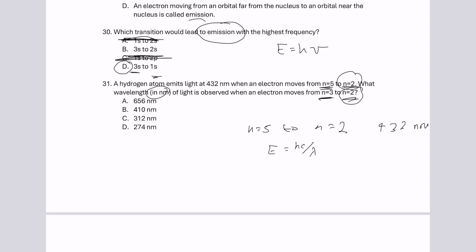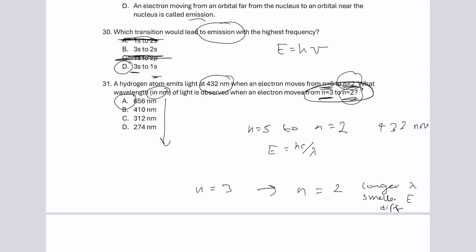So a transition involving a smaller energy difference, like n equals 3 to n equals 2, is going to produce a longer wavelength, and it's going to be a smaller energy difference between those levels. So we're looking for an answer in our options that is a longer wavelength than 432 nanometers, and the only option that meets this criteria is A, 656 nanometers.